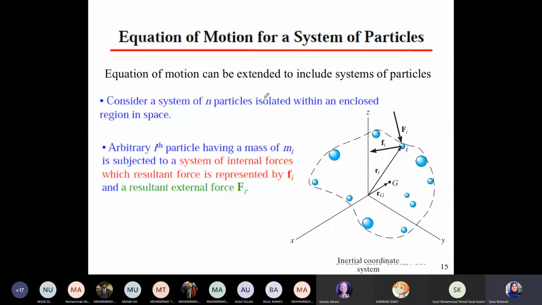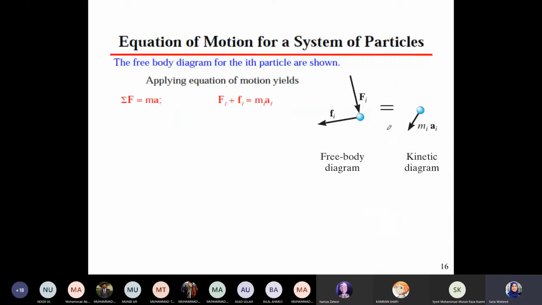Okay, yes. So, until now we've just been talking about a particle, right? Now, this equation of motion we can also apply to a system of particles. Consider all of these particles existing like so. And then I'm just going to isolate one of the particles for now. If I look at this one small particle i, then I can draw out its free body diagram and its kinetic diagram, noting that this particle actually has external forces acting on it.